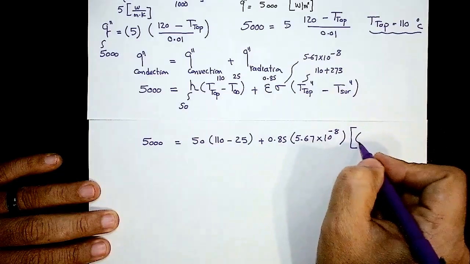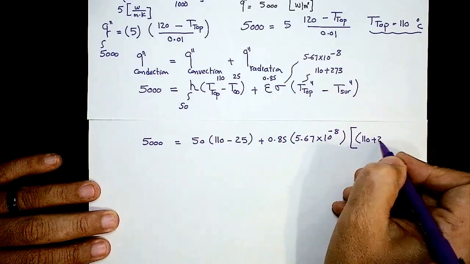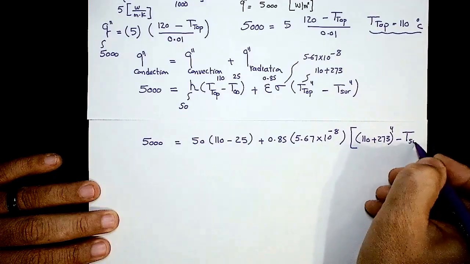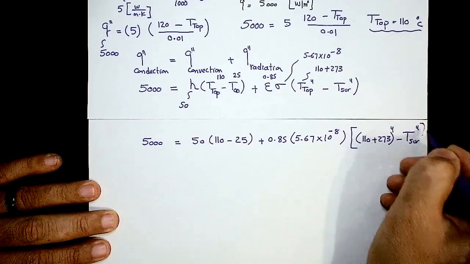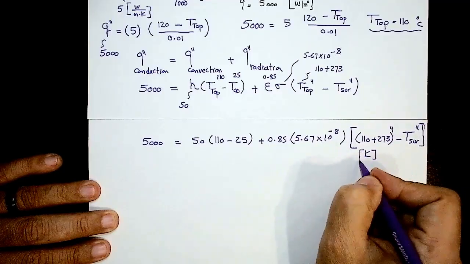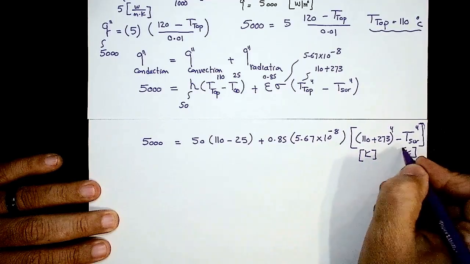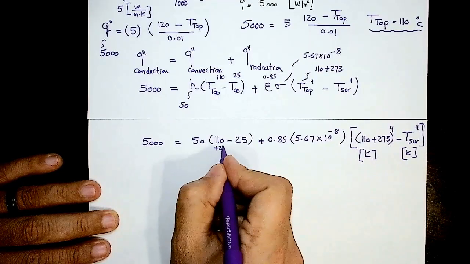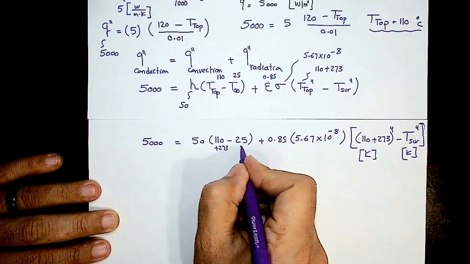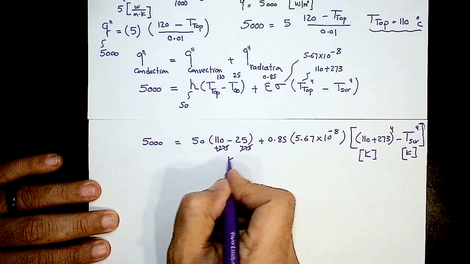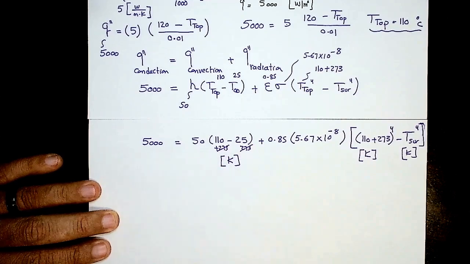110 plus 273 to the fourth minus T surrounding to the fourth. Okay, now this is Kelvin. Let's make everything in Kelvin. I'm going to add 273 to 25, and 273 to 110, so Kelvin will be coming out. So now everything is consistent here.